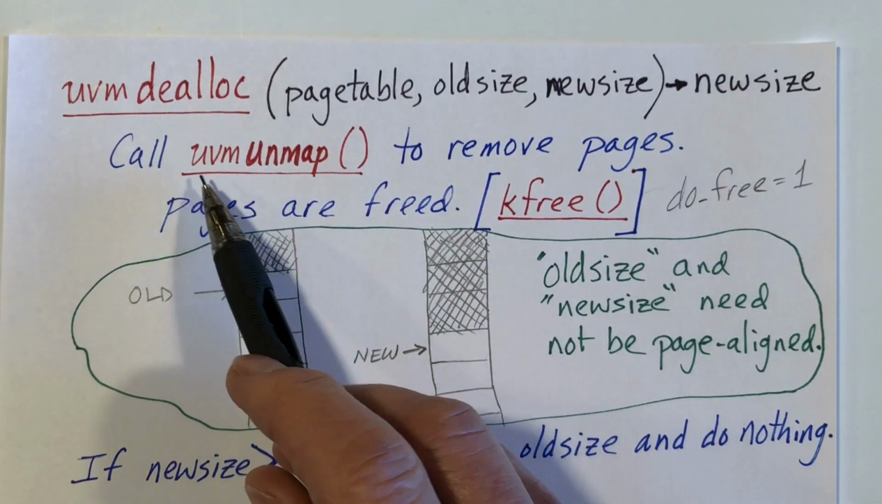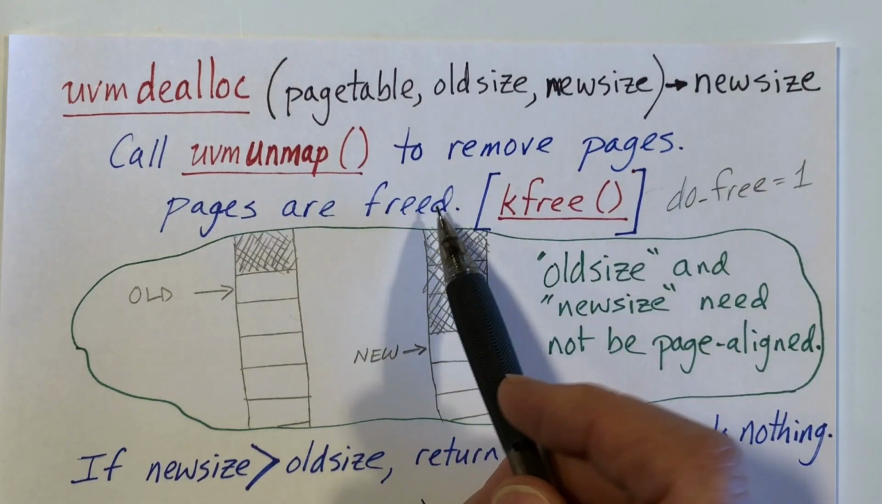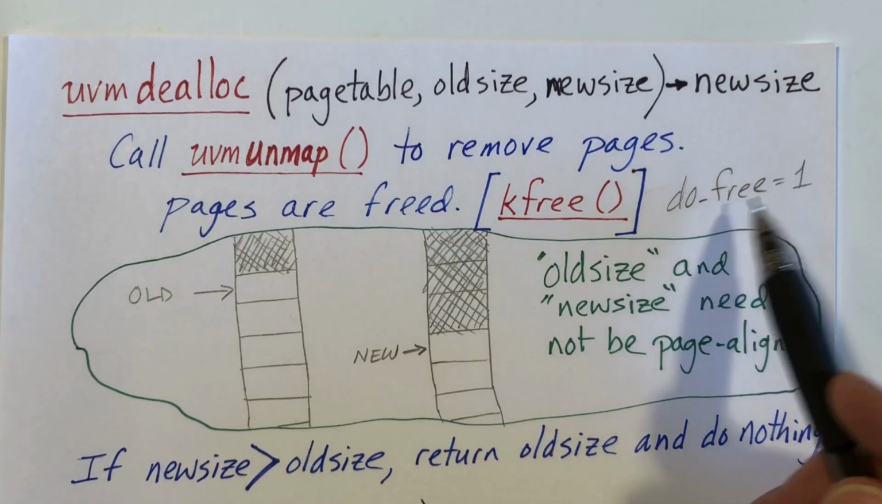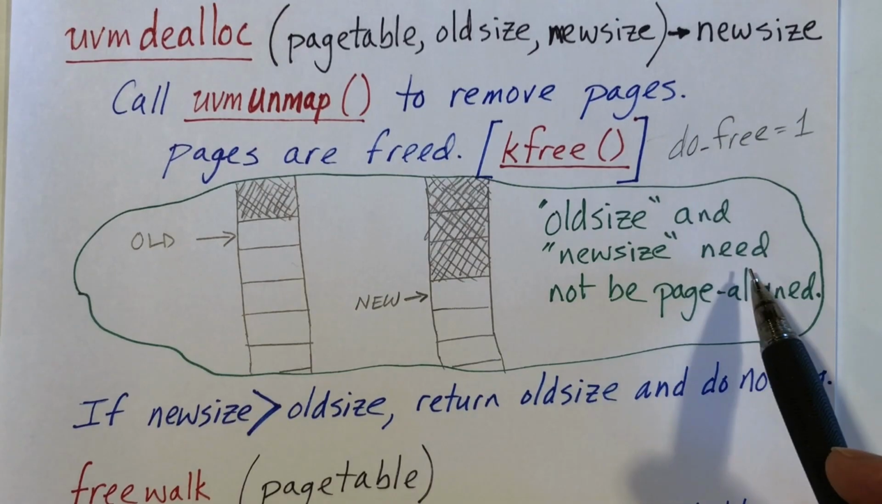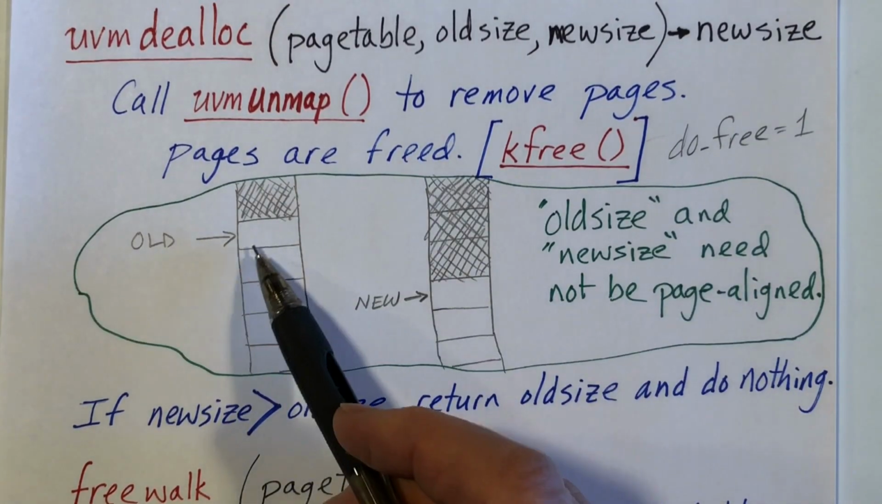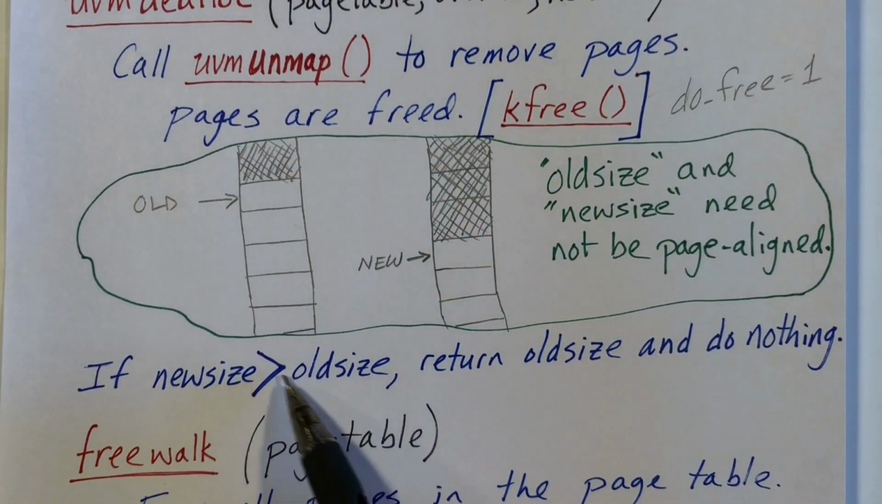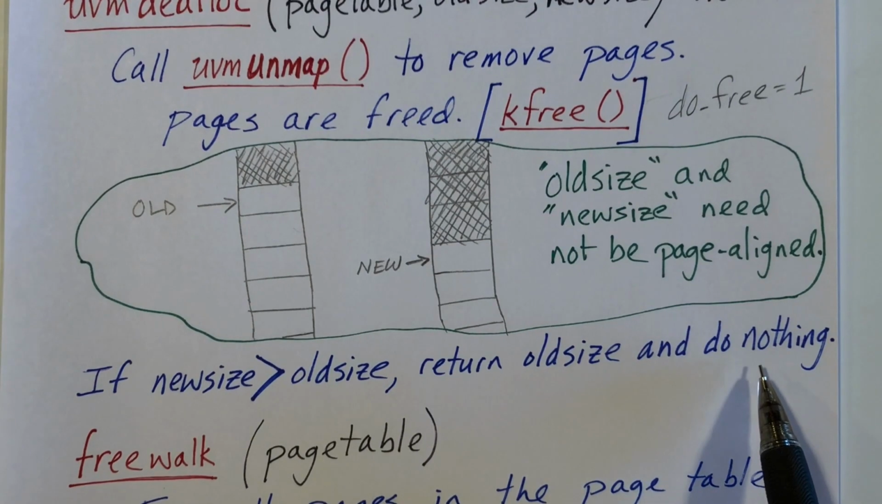And all it does really is call uvmunmap to remove the pages and to free the data pages. So it calls uvmunmap with the doFree argument set to true. The old size and the new size do not need to be page aligned, as this particular example shows. And also the new size can be greater than the old size, in which case we don't do anything.